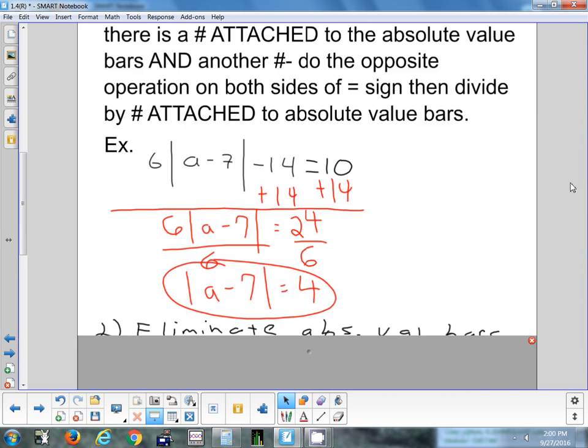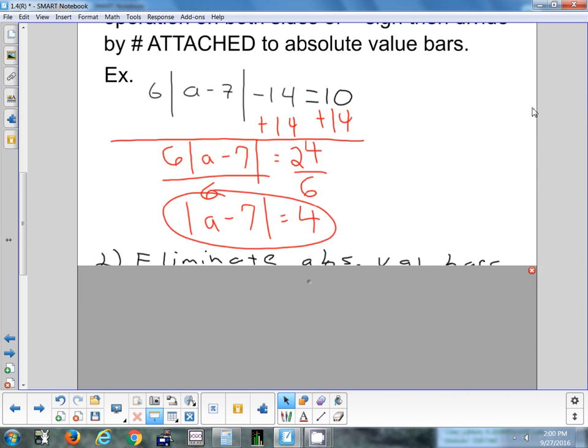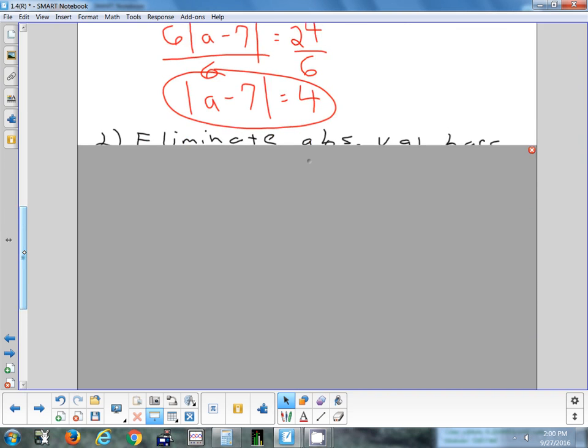So some of them you might be all set to go. Some of them you might have to divide. Some you might have to divide or subtract or divide and add. All right? So this is as basic as it gets. The example we just did is probably as hard as it gets because you're going to move 2 things before you can solve. All right? Now, we're on that second step.